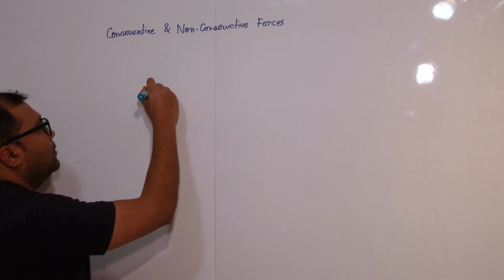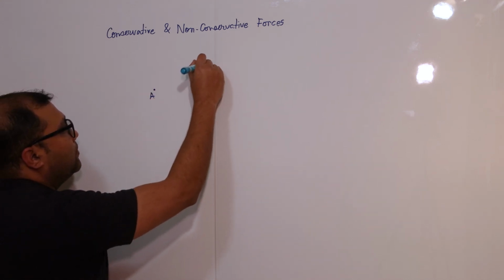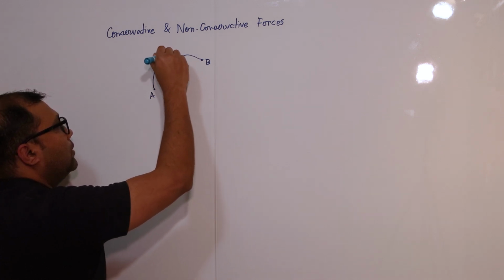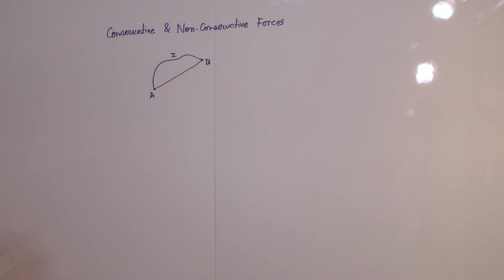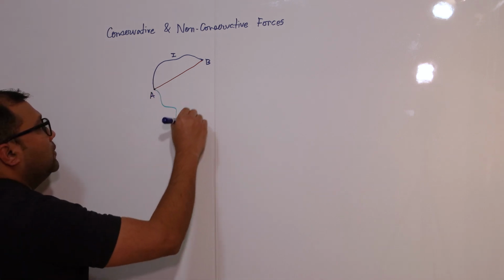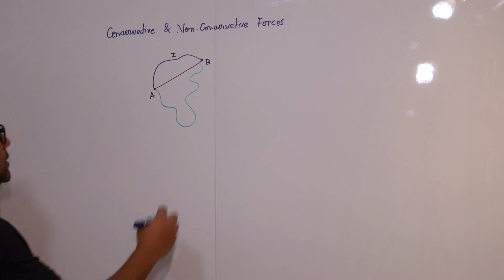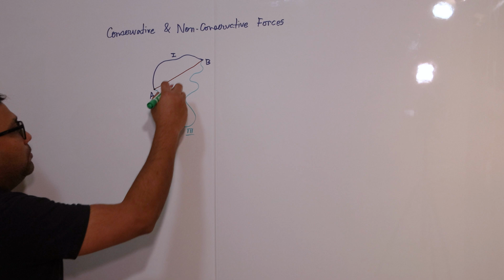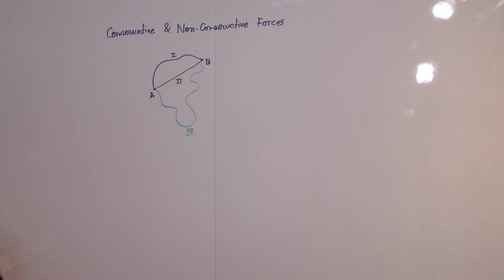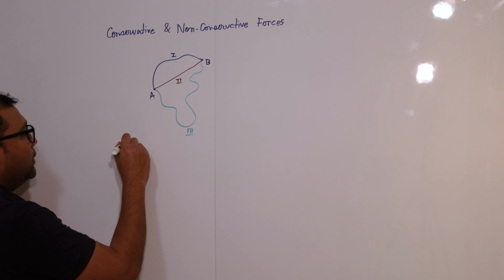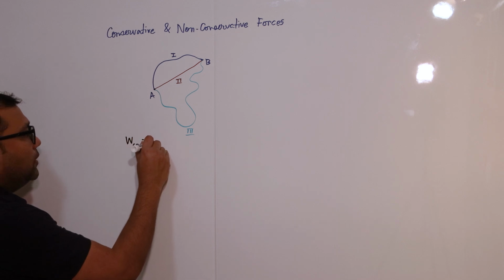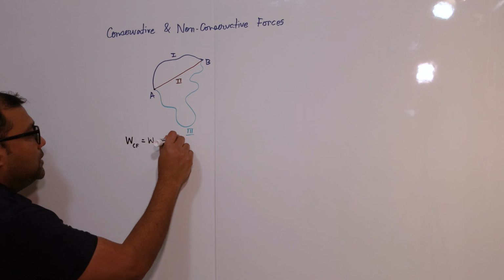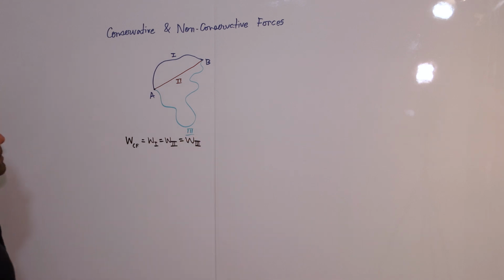So let's say a body goes from point A to point B along path 1. Let's say it also takes a direct straight-line path from A to B, or it could take another path from A to B. So let's say this is path 3, this is path 2, and this is path 1. A conservative force is one where the work done by the conservative force is independent of the path. So work done in path 1 is the same as work done in path 2, which is the same as work done in path 3.